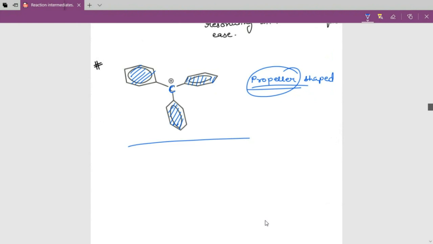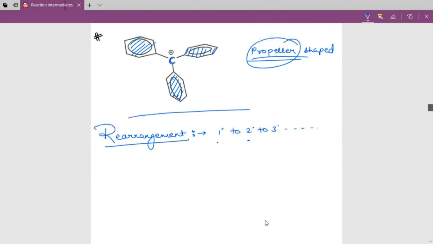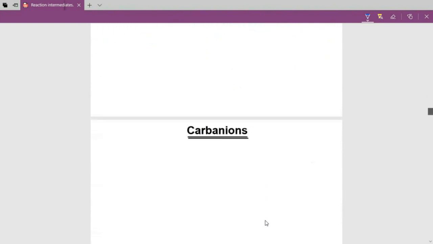So that brings us to the closure of general carbocation chemistry. A very important thing about carbocations that we'll study later in reaction mechanisms is rearrangement of carbocations. Carbocations always rearrange themselves from 1 degree to 2 degree if possible, 2 degree to 3 degree if possible, and further, provided at each and every possible step the new carbocation is more stable than the previous. How it takes place, we'll study later in reactions.